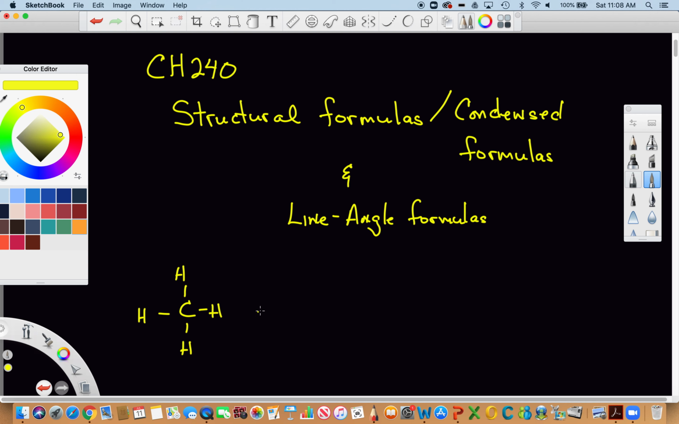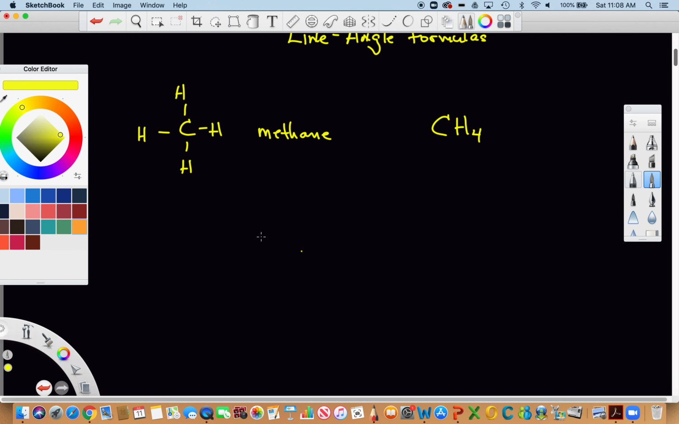The simplest one, this is methane. This is a structural formula. The condensed formula would just be CH4. Pretty simple.